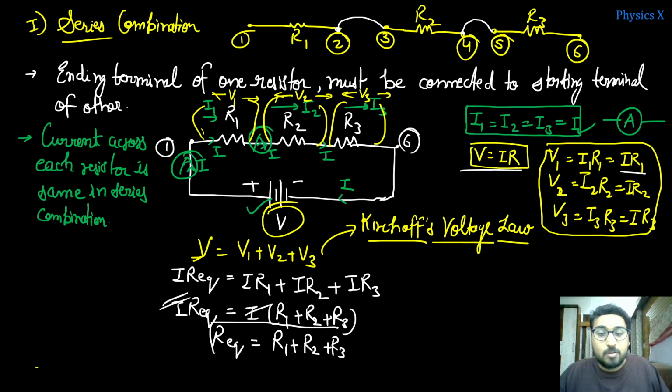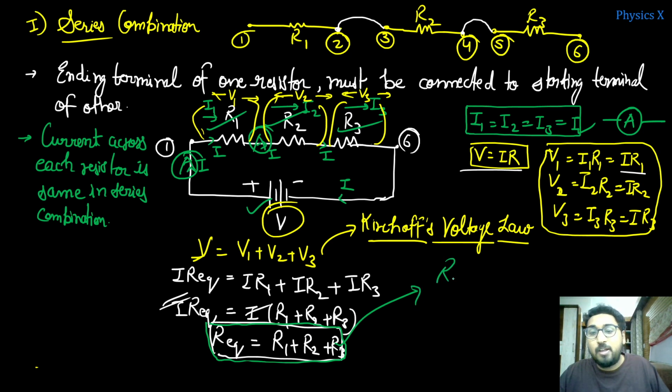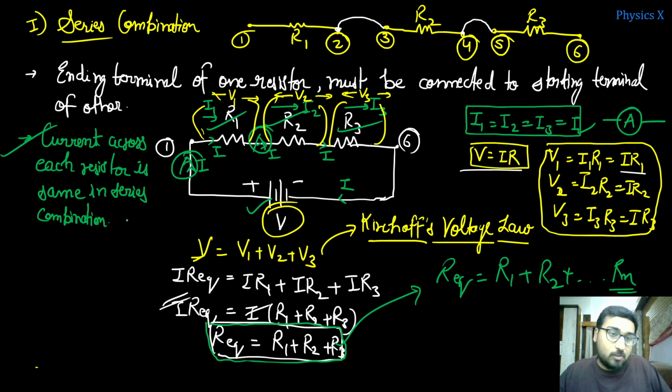So this is nothing but your expression for the series combination of resistances. That is, if three resistances or n number of resistances are connected in series, then the equivalent resistance is the sum of all the resistances. That is, R equivalent, suppose n resistances are connected in series, is the sum up to the nth resistor. And what is typical about this connection is that the current through each resistor is going to be the same, which is I in this case.